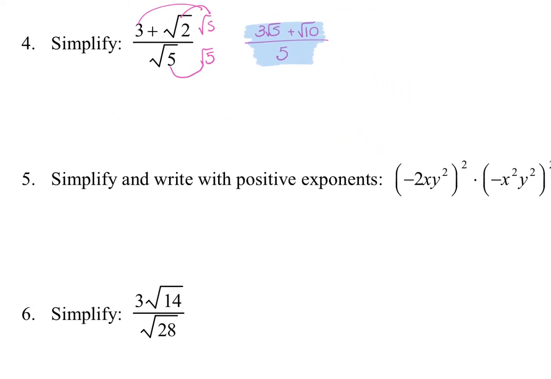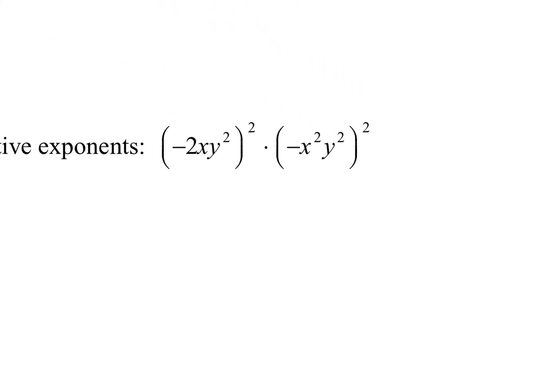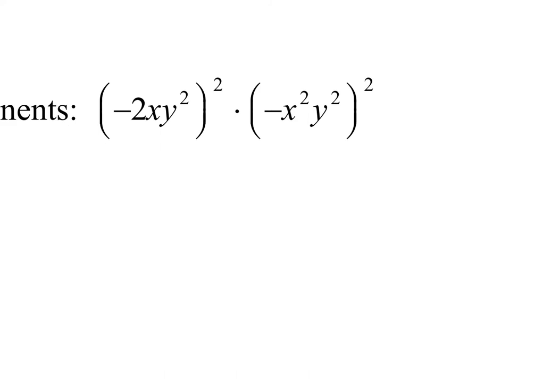Number 5 says simplify and write with positive exponents. So we're going to distribute the exponents. This is a negative 2 in parentheses, so that's negative 2 times negative 2, which is 4. Then this is x squared. Then this is y squared squared, so it's y to the 4th. Then I'd get a negative x squared, so this negative, again, is going to go away. It's as though it was a negative 1 here.